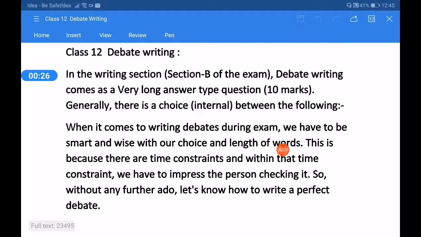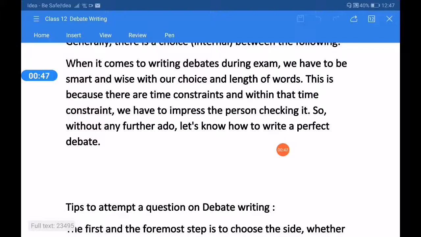Generally, there is an internal choice between the following. When it comes to writing debates during the exam, we have to be smart and wise with our choice and length of words. This is because there are time constraints, and within those time constraints, we have to impress the person checking it. So, without any further ado, let us know how to write a perfect debate.